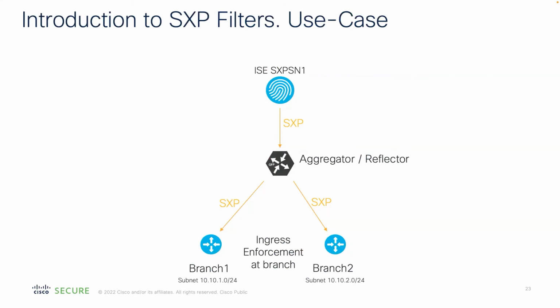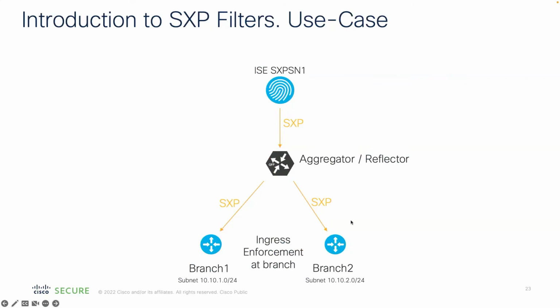Introduction to SXP Filters. SXP filters have been around for a little bit, but they can be very useful when you're designing your networks and sending mappings around the network. This is an example of ISE sending mappings down to a reflector, and a reflector sending them down to a couple of branches.